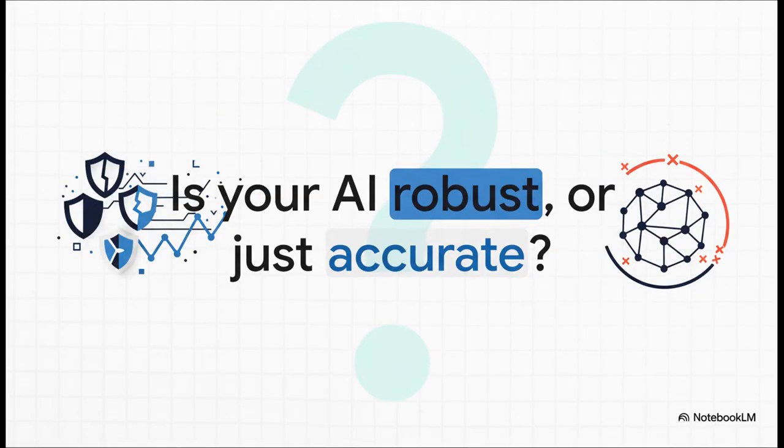So, the key takeaway, the question I want you to bring back to your team is this. In an adversarial world, just being accurate is no longer good enough. The real question is, are your AI systems truly robust?